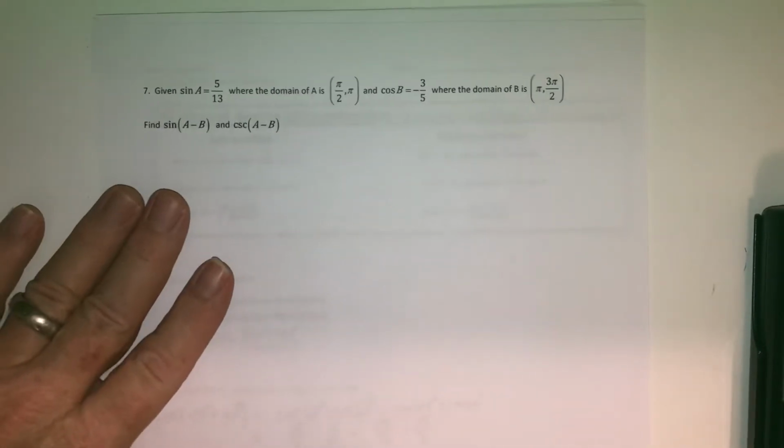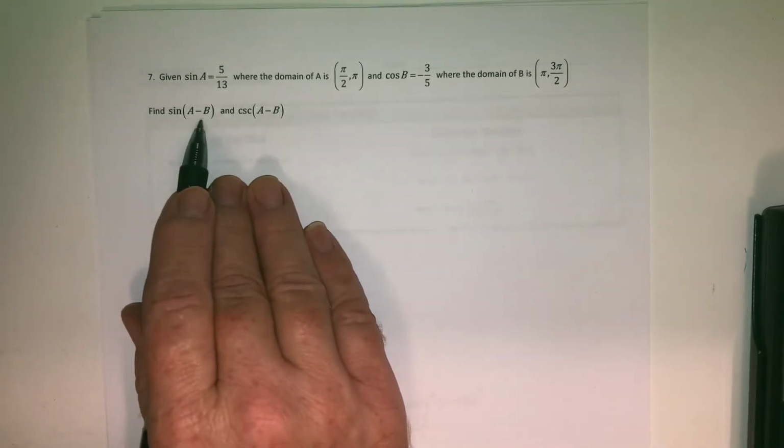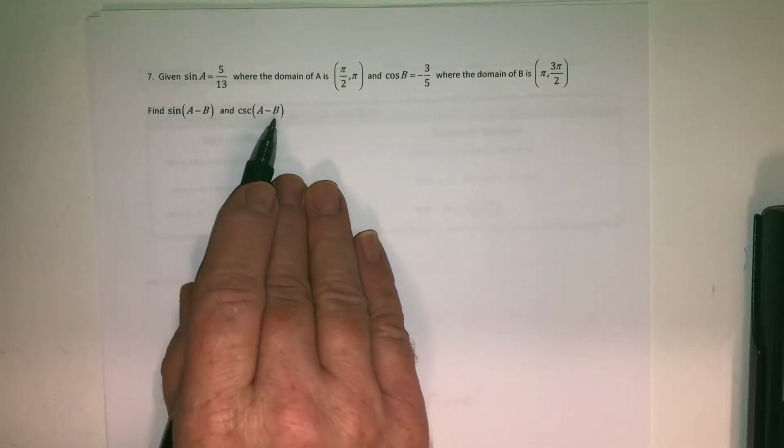Example number 7 says, given the sine of angle A is 5/13, where the domain of A is between pi over 2 and pi, and the cosine of B is equal to negative 3/5, where the domain of B is from pi to 3 pi over 2. Find the sine of A minus B and the cosecant of A minus B.